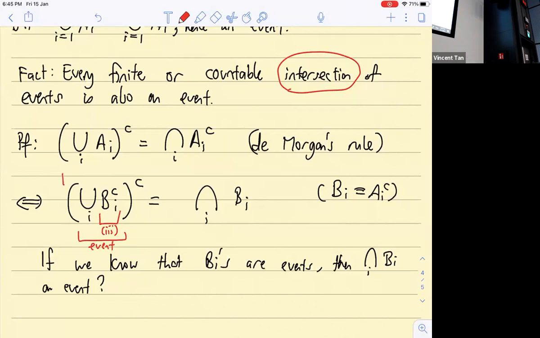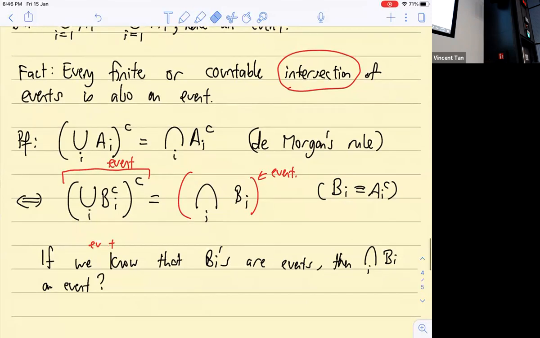All right? And then this is an event by closedness under complementation. Complements of events are events. And so this left-hand side is an event. So the right-hand side here is an event. That's the proof. Okay? So sigma algebras are also closed under intersection. I see some people who look a bit confused, so I'll repeat slowly.